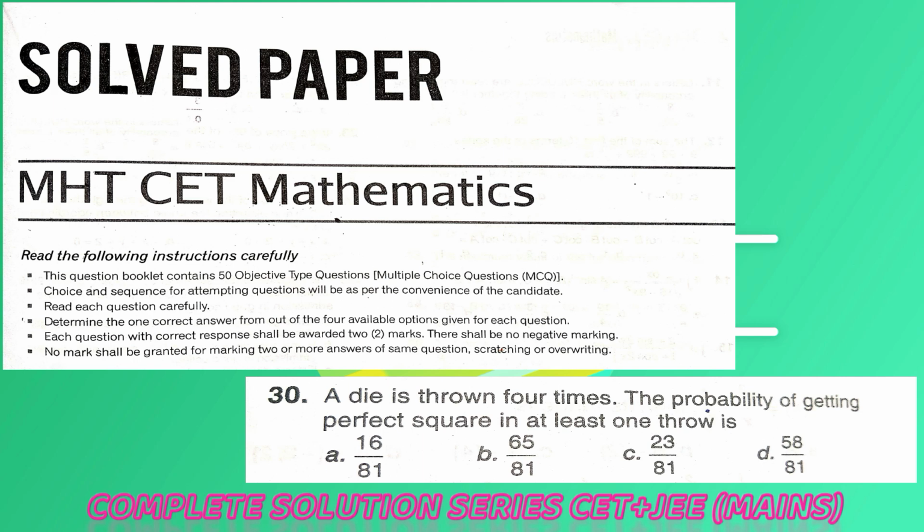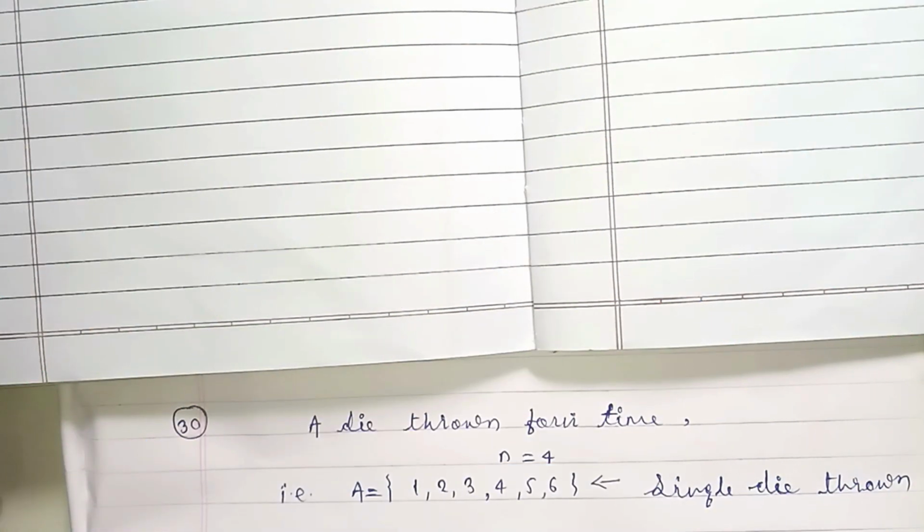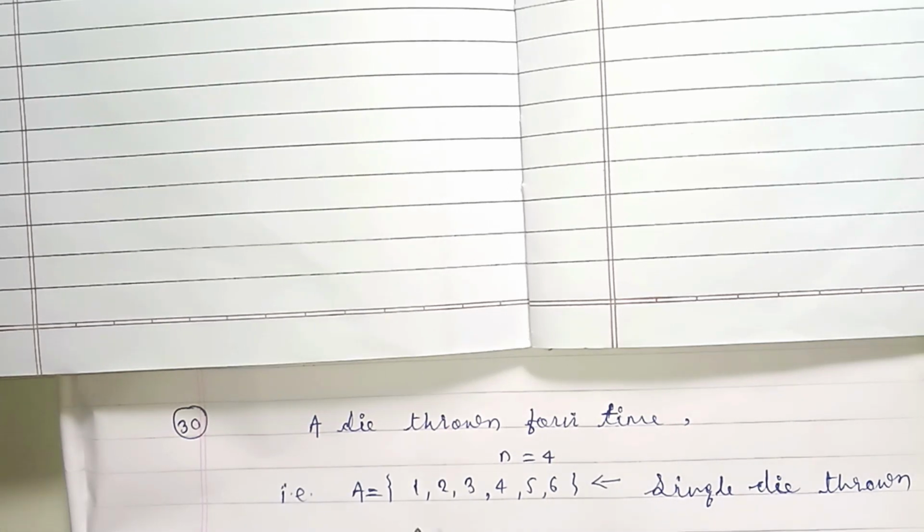In our question we are given that a die is thrown 4 times, and we want the probability of getting a perfect square, question number 30. So we have a die which is thrown 4 times, so the number of attempts is 4. That means the value of n is 4 here. This is the number of attempts we are going to apply for our probability.